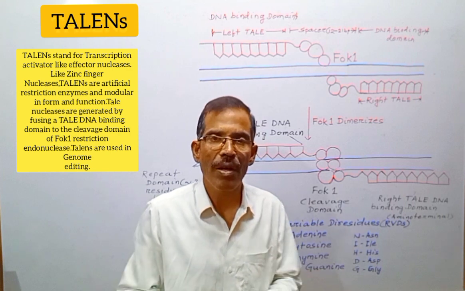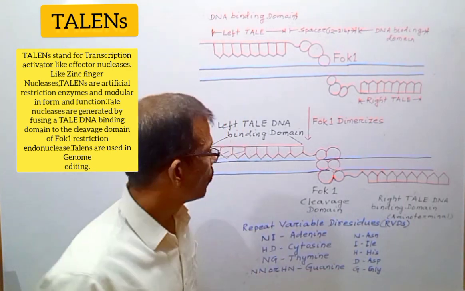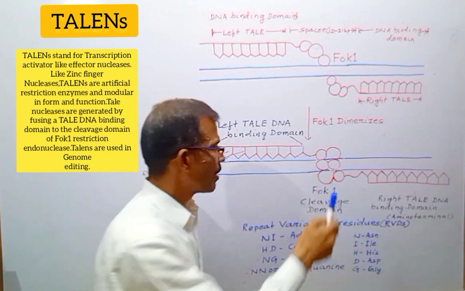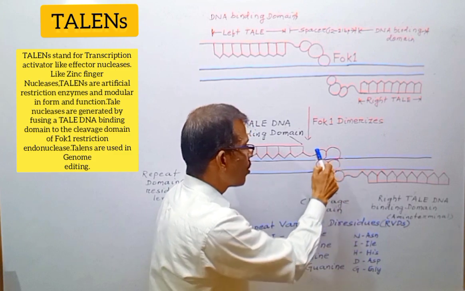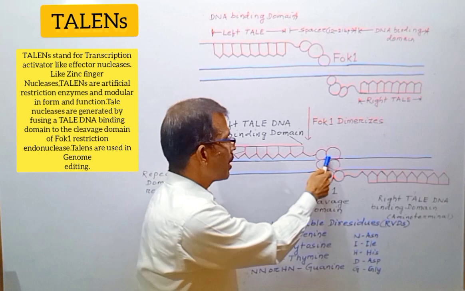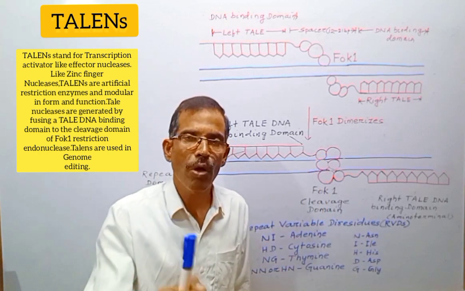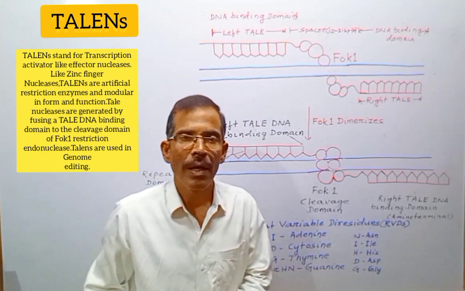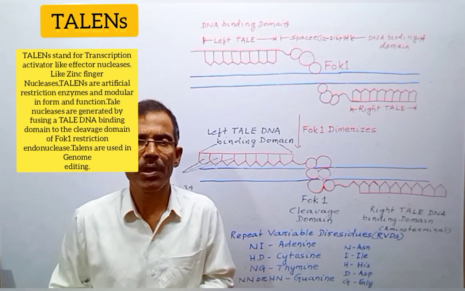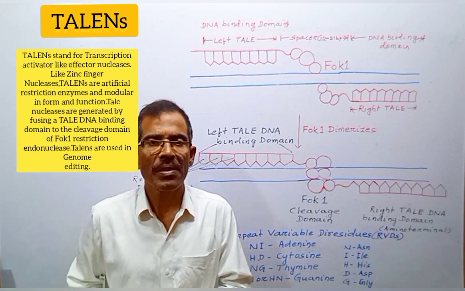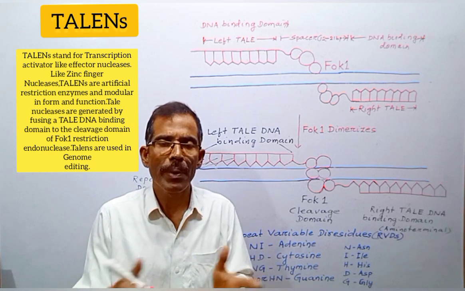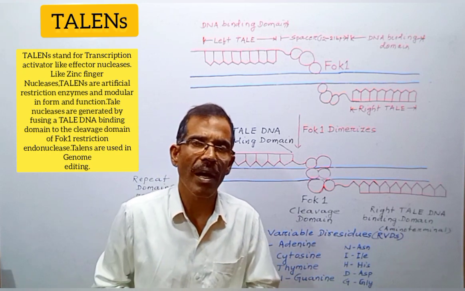So TALENs are composed of two domains. One is a TAL DNA binding domain and the other is the cleavage domain of FokI restriction endonuclease. These two domains are fused to form a monomer of TALEN. TAL DNA binding domains are derived from TAL proteins. TAL proteins are bacterial effectors. They are secreted by some beta and gamma proteobacteria.